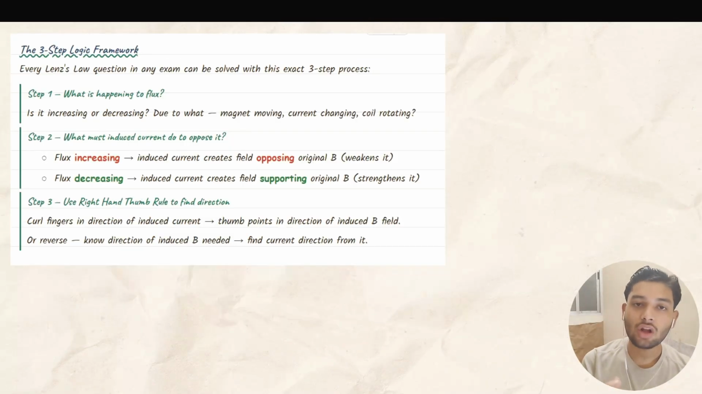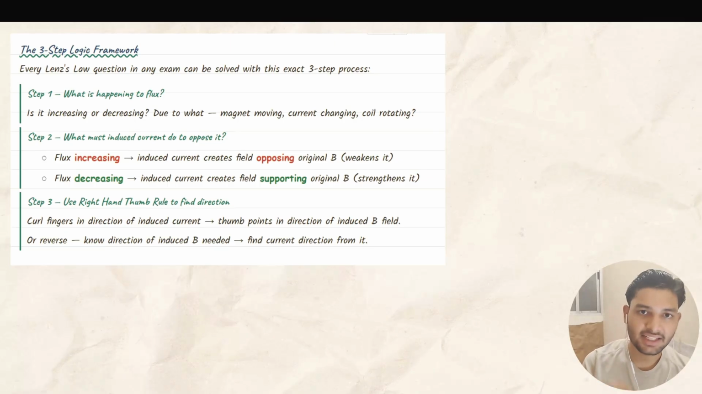So to solve any Lenz law question, we just need to follow 3 steps. Following these 3 steps can solve any type of Lenz law question. The first step is to know what is happening to the flux. Is the flux increasing, decreasing, or changing? And why? It might be due to the magnet moving towards it or away from it, current changing, or the coil rotating. Step 2 is what is actually happening to the flux.